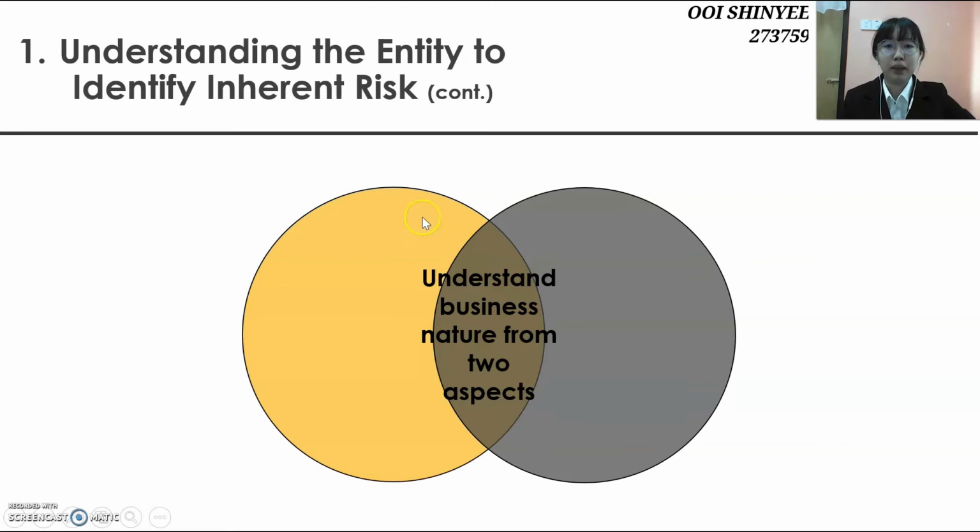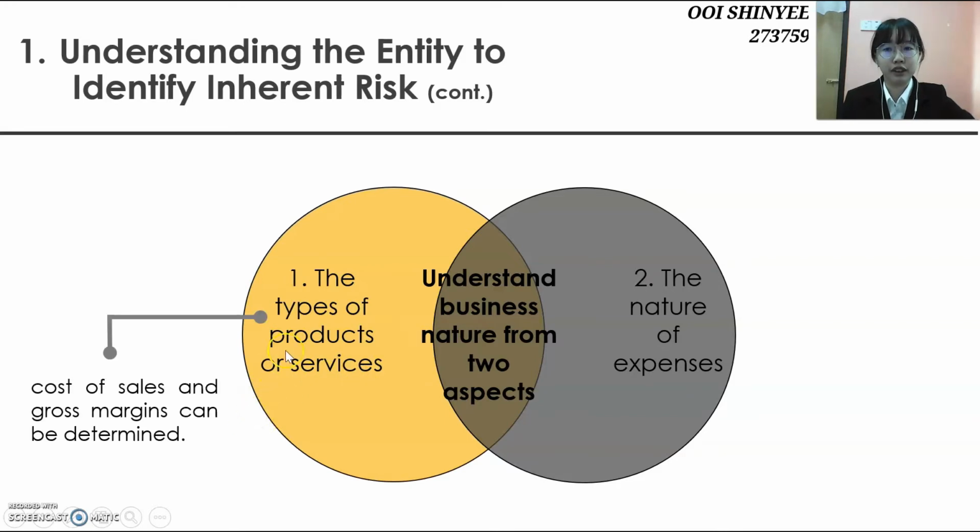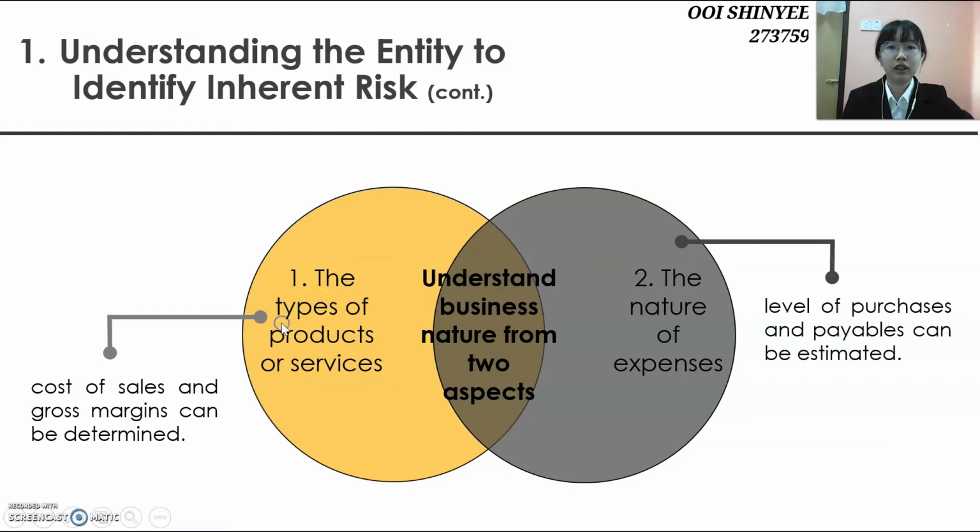For purchases and payables, an auditor should understand the nature of the entity's business in terms of two aspects, which are the types of products or services and the nature of expenses. For the types of products and services, for example, the cost of sales and gross margin can be determined by understanding the products. Then, for the nature of expenses, the level of purchases and payables can be estimated throughout the payment period of the industry.